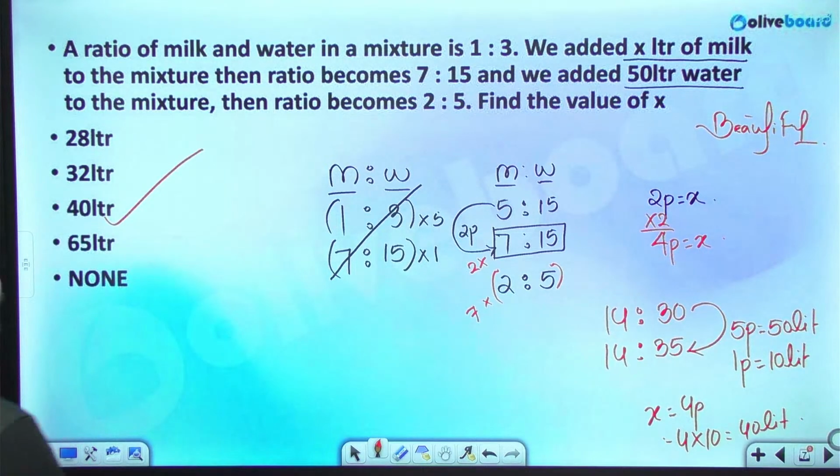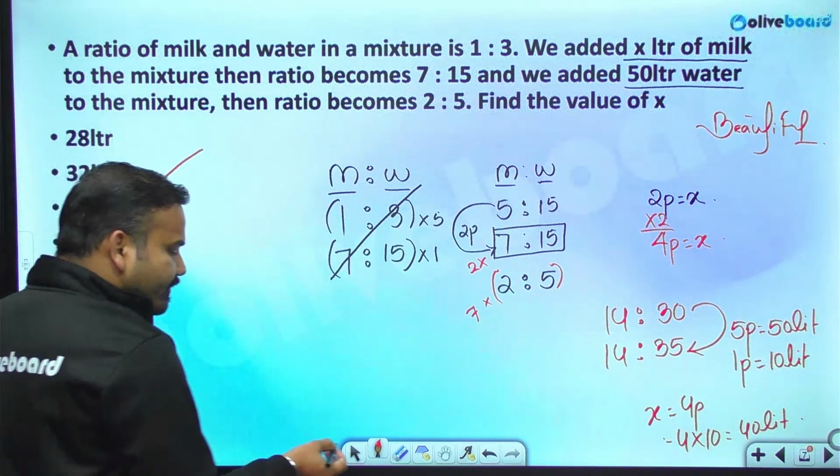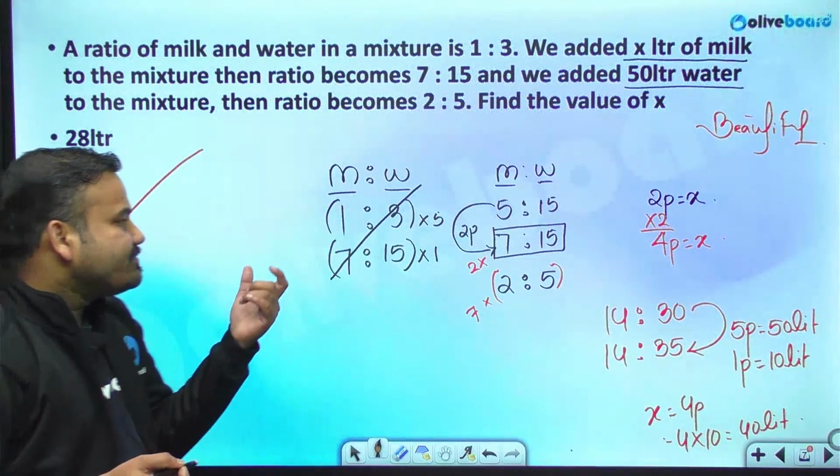Again, will I be doing it with another different method? Yeah, we can do it via a different method. The basic method is also there. But look at this method first.